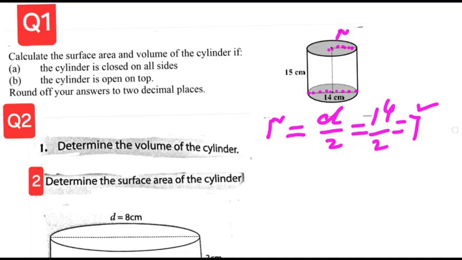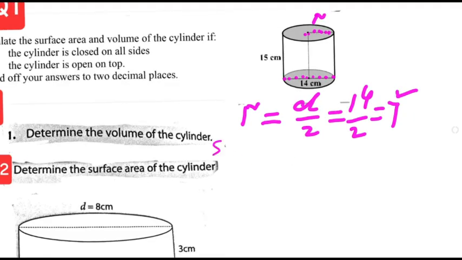Now I can solve to find the surface area first, then the volume. So the surface area formula will be 2 pi r square plus 2 pi r h.